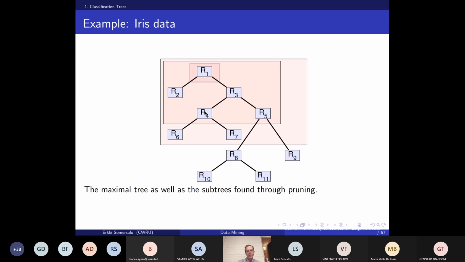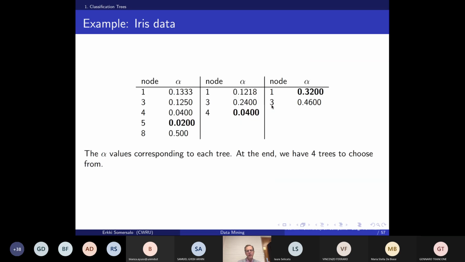So I'm cutting from here. So I'm left with the tree which is inside this box here. So what are the non-leaves here? 1 and 3. Okay, so I take 1 and 3. I'm calculating the critical alphas, and I realize that the smallest alpha corresponds to the root node. And that's the end of the story. So I have created 3 trees, and they correspond to alpha values 0.02, 0.04, 0.32.